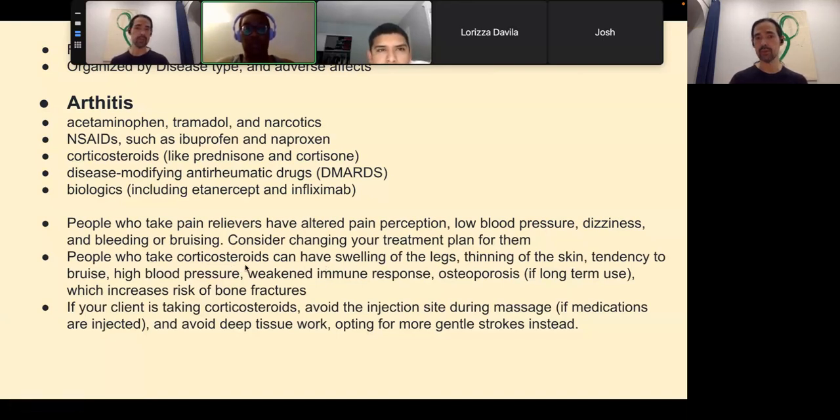Okay, people who take corticosteroids can have swelling of the legs, thinning of the skin, tendency to bruise, high blood pressure, weakened immune response, osteoporosis if they've been using it long term, which puts them at increased risk for bone fractures.